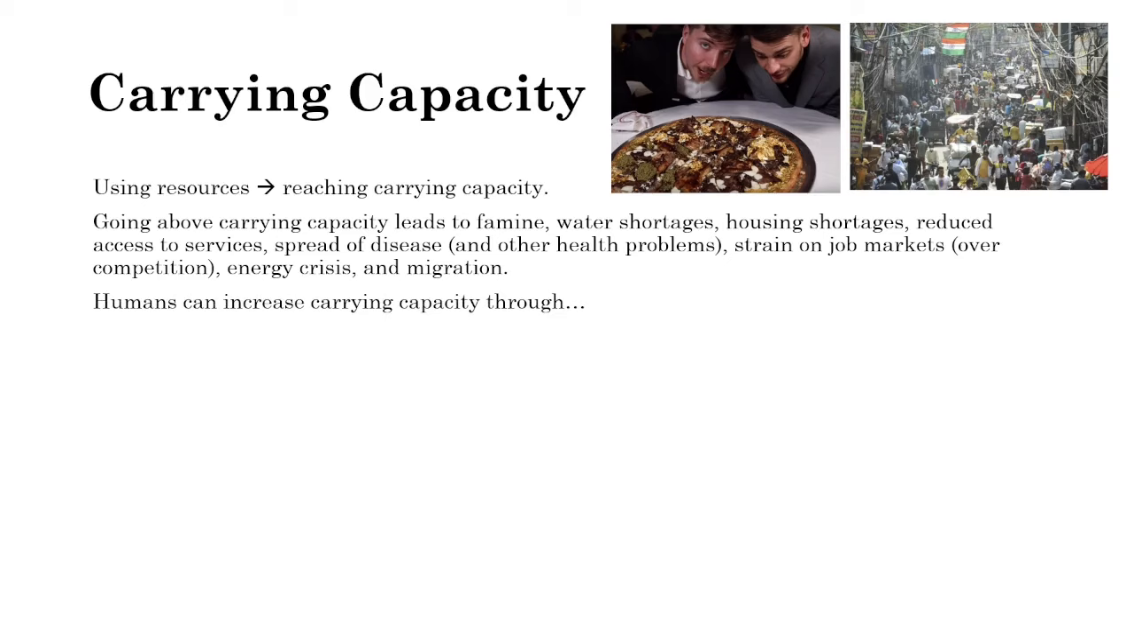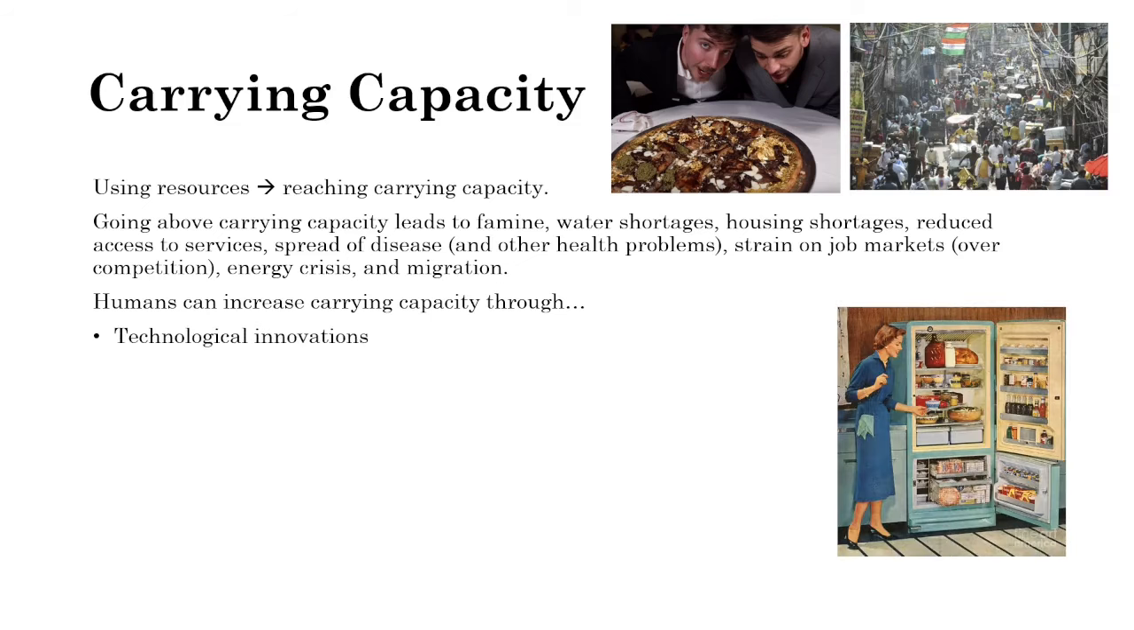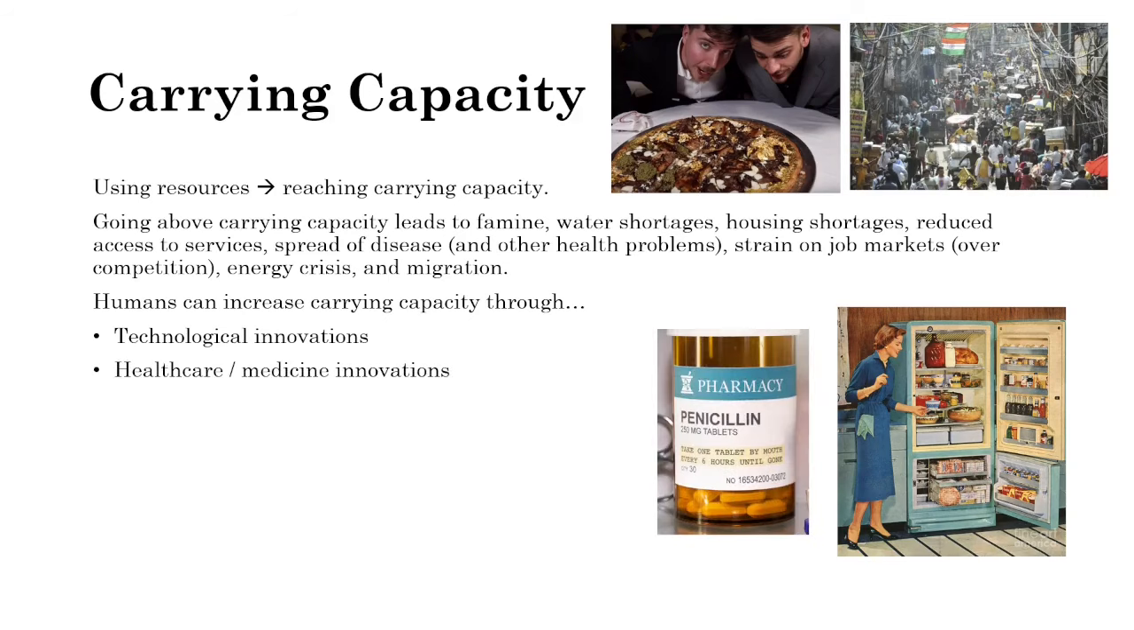Now, humans can increase and decrease carrying capacity. You can decrease carrying capacity through harming the environment, but you can also increase carrying capacity, such as through technological innovations. Fridges are excellent because you can make food last longer, which is just great. Your milk won't spoil 10 minutes after you get it. There's also healthcare and medical innovations. Penicillin has saved lives through basically curing people of bacterial infections.